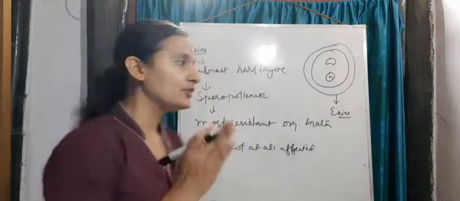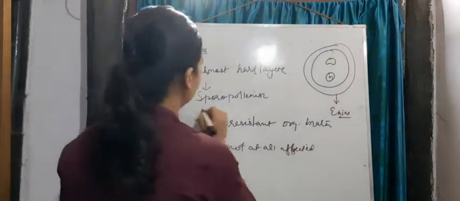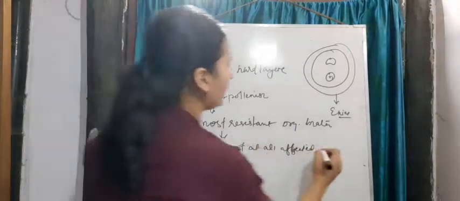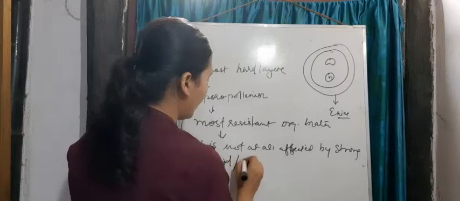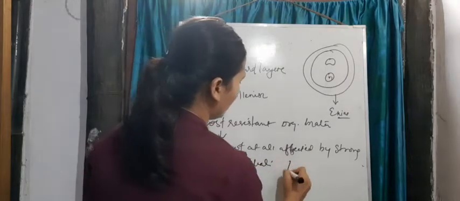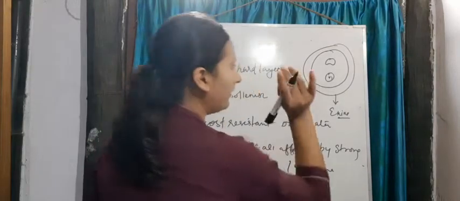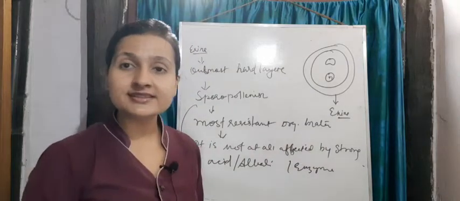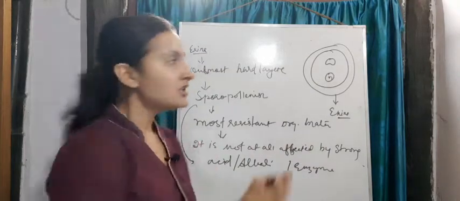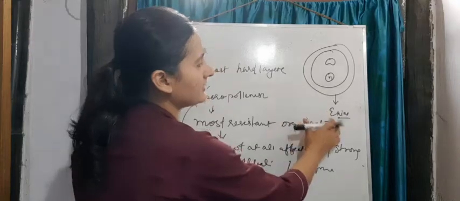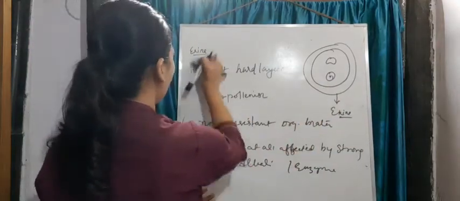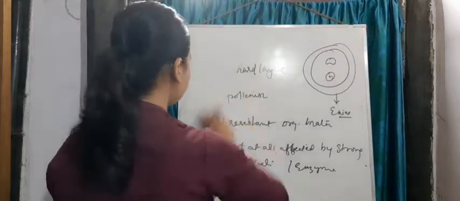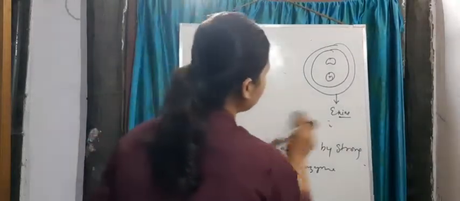Am I clear? So this is the role of sporopollenin, that it is not affected by strong acid or alkali or enzyme, or it can withstand high temperature as well. So this is about the outermost layer, that is exine. Now moving toward the next, when we go deeper, the next layer is intine.